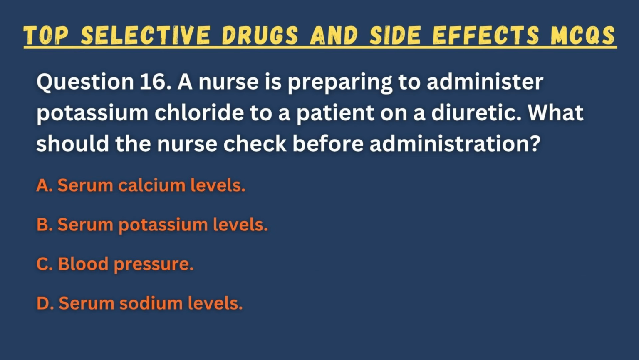Question 16. A nurse is preparing to administer potassium chloride to a patient on a diuretic. What should the nurse check before administration? A. Serum calcium levels. B. Serum potassium levels. C. Blood pressure. D. Serum sodium levels.